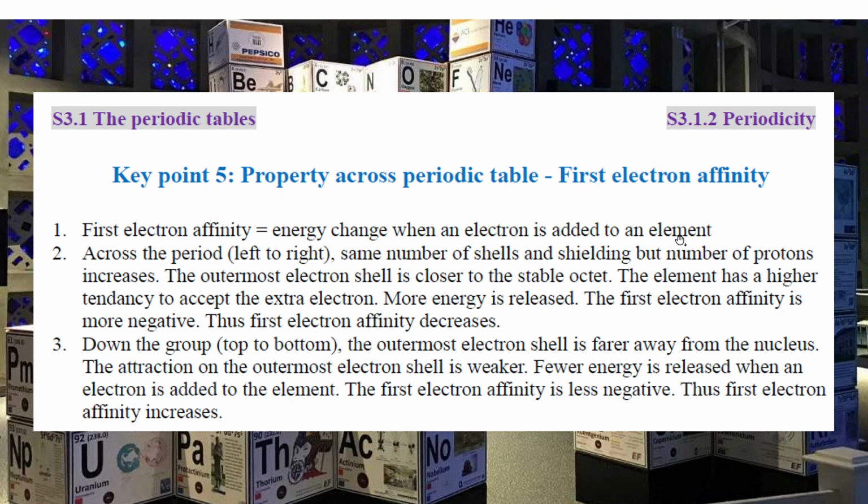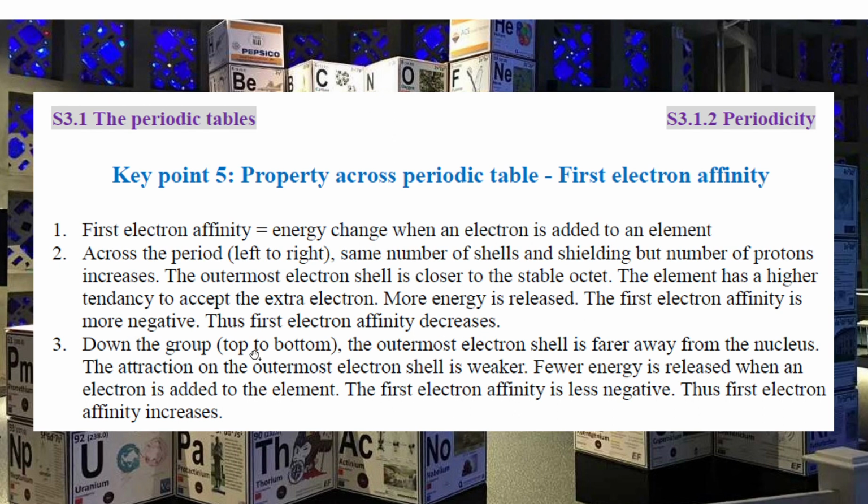Across the period, same number of shells, same shielding, the number of protons increases, closer to the stable octet, so higher tendency to accept an extra electron. So more energy is released. But be careful: more is released, so more negative, so it decreases. More negative means decrease. If you owe people more money, you are poorer, right? Be careful, more negative decreases.